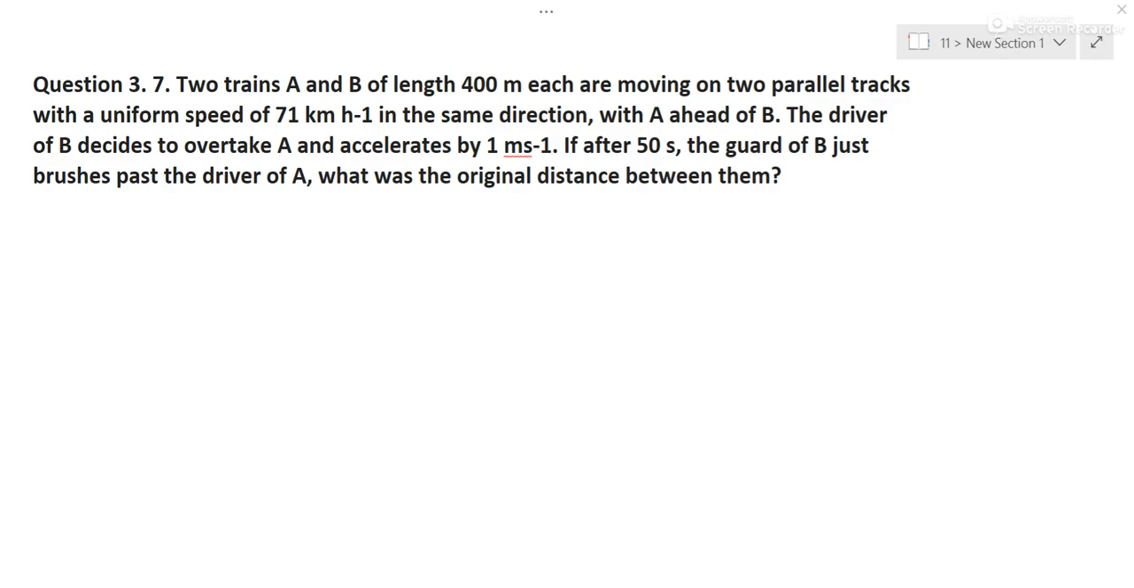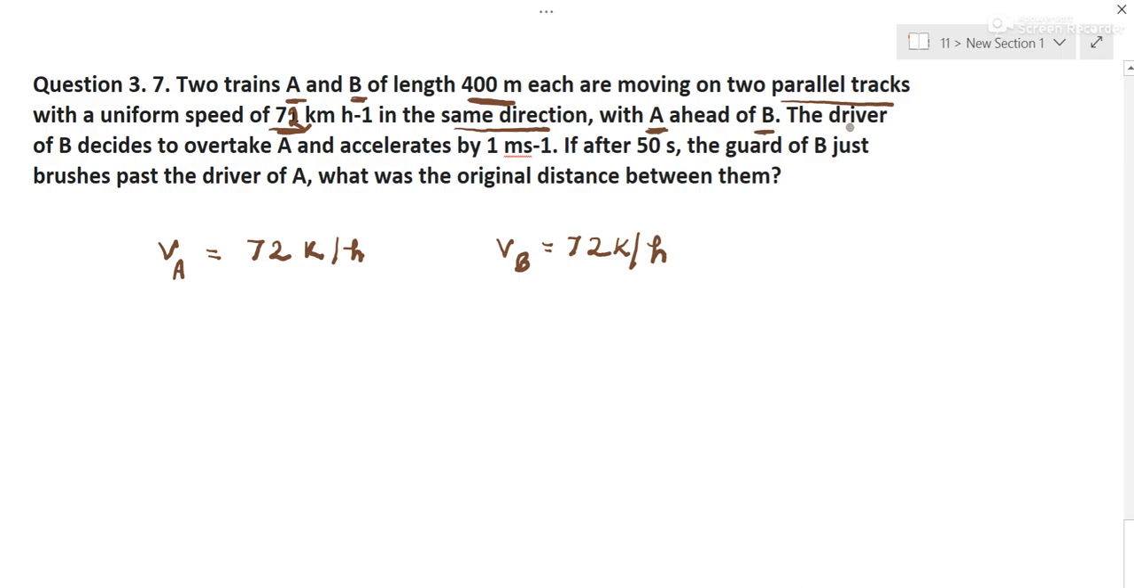Now in the next question, two trains A and B, each of length 400 meter, are moving on two parallel tracks with a uniform speed of 72 km per hour in same direction. It means speed of A is also 72 km per hour and speed of B is also same, 72 km per hour, and A is ahead of B. Train A is ahead of train B. The driver of B decides to overtake A.